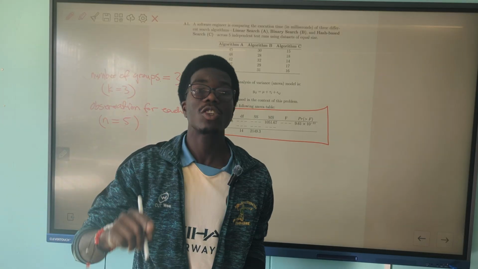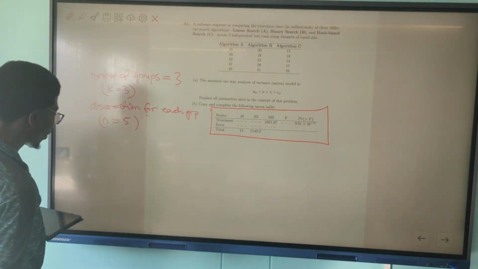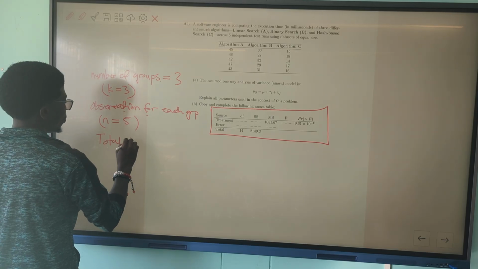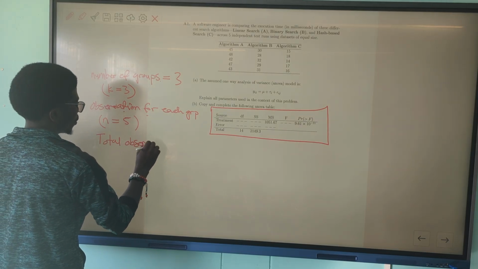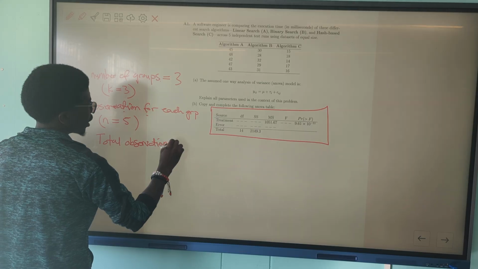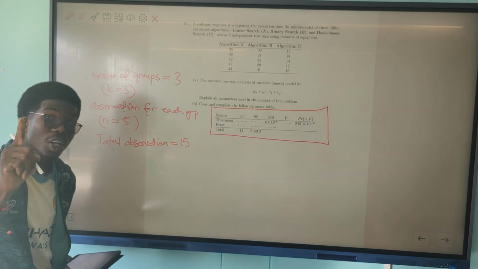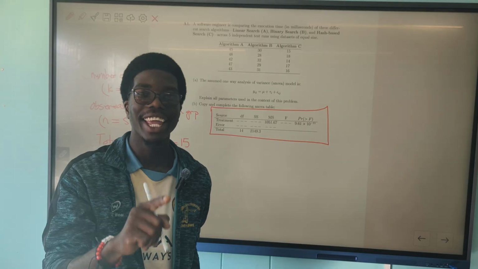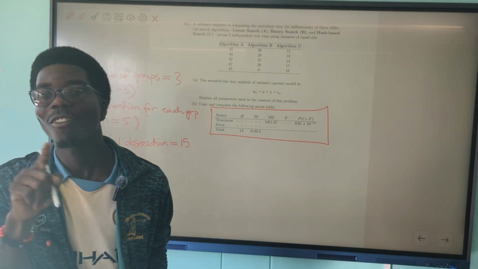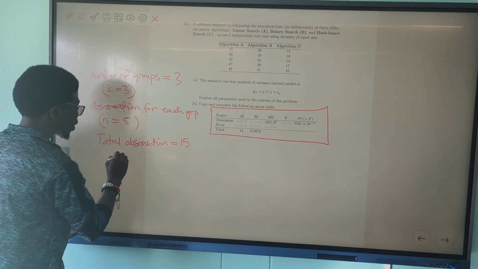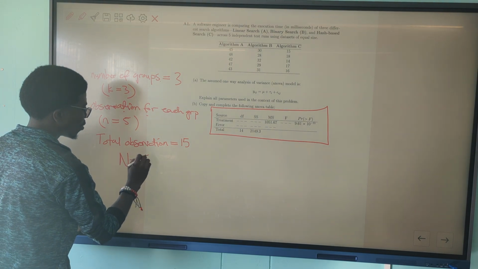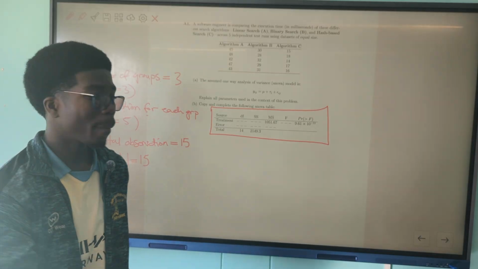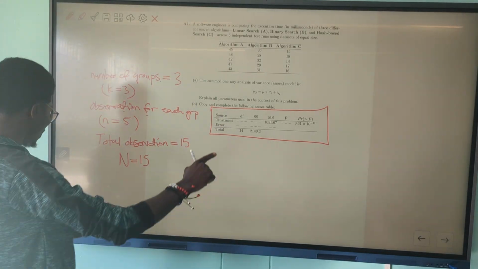Let's move on. How many total observations do we have? Total observations is equals to 15. It is denoted by capital letter N. Don't write small letter n over 15. No. Capital letter N is equals to 15. Let's move on.